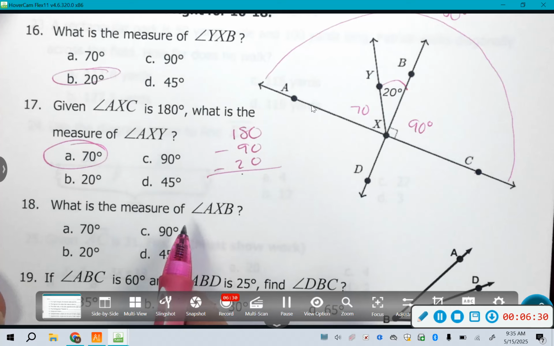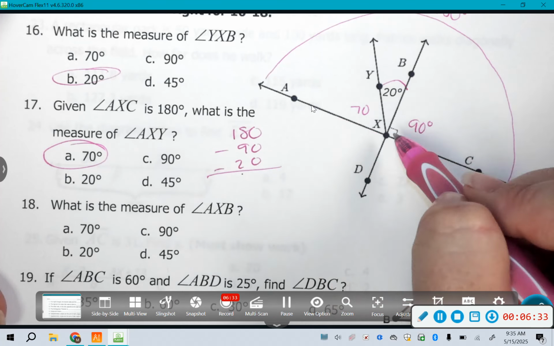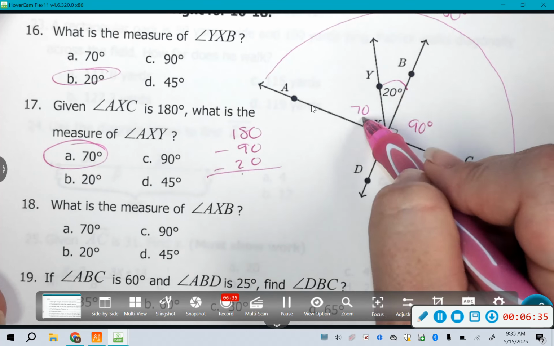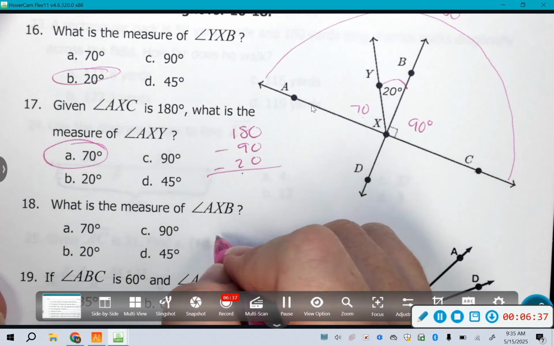Okay, what is the measure of AXB? AXB, well, 70 plus 20, 70, 80, 90 is 90 degrees.